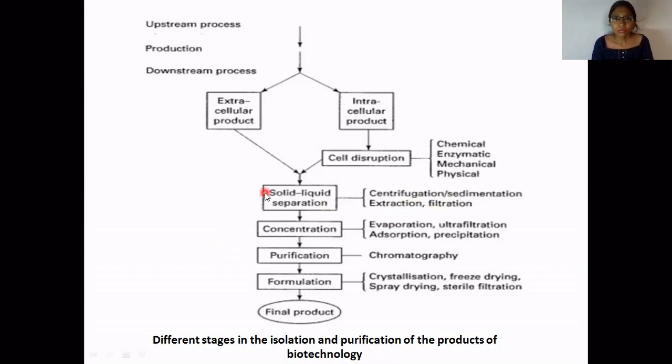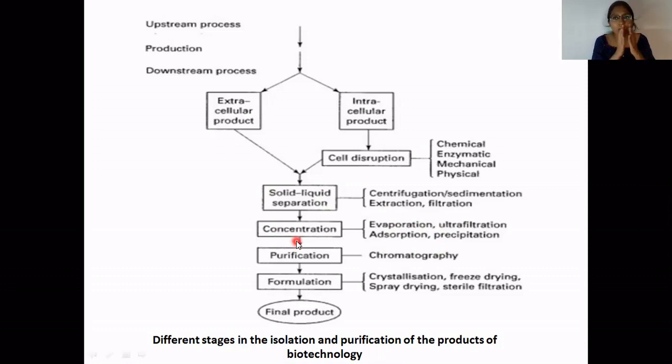Then once the solid liquid separation has been done, whatever product you got will be in a diluted state. You don't need the diluted state. You need the product to get concentrated. So for that, the next step is the concentration part. That can be done using evaporation, ultrafiltration, absorption, or precipitation methods. Again, the details of this will be discussed in the upcoming tutorials.